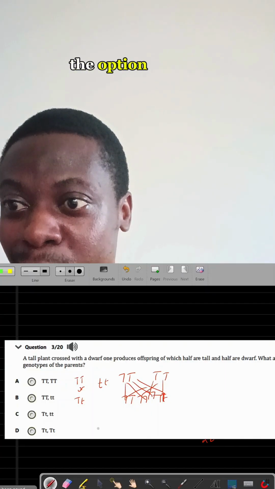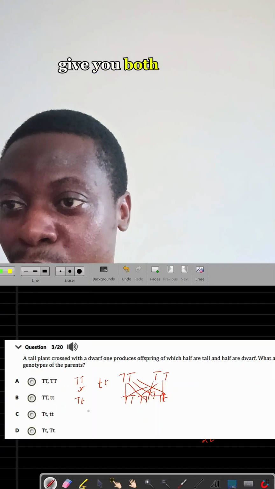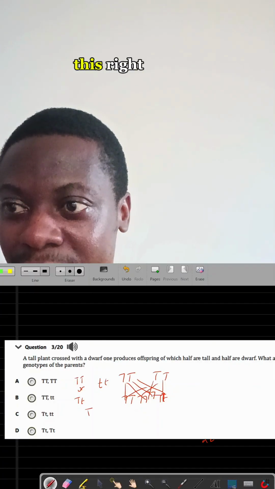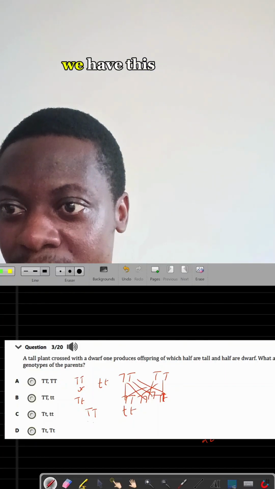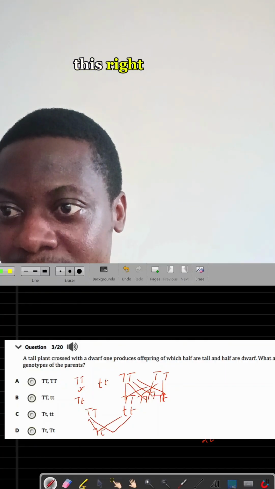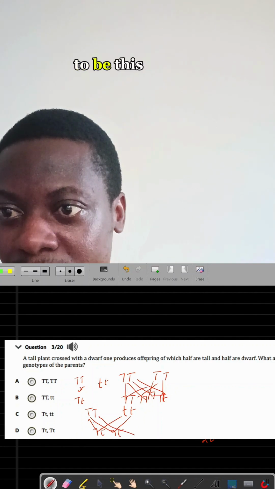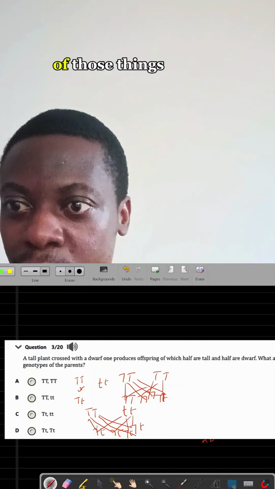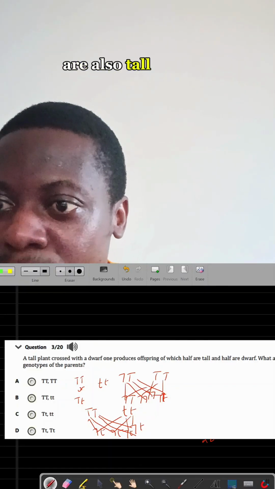So all you just need to do is cross all the options and look at the one that gives you both tall and dwarf, right? So let's do the second one, which is this, right? Let's cross this. We have this to be this, this. We have this to be this, right? We have this to be this. So this one too cannot be the answer simply because every one of the offspring here is also tall. I don't know if I'm making sense.